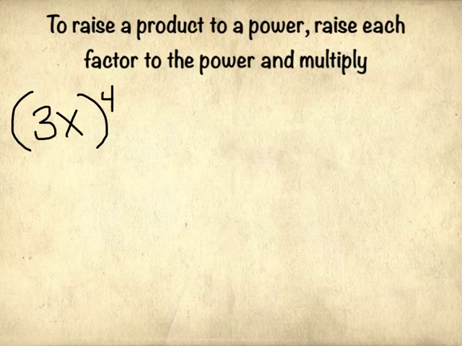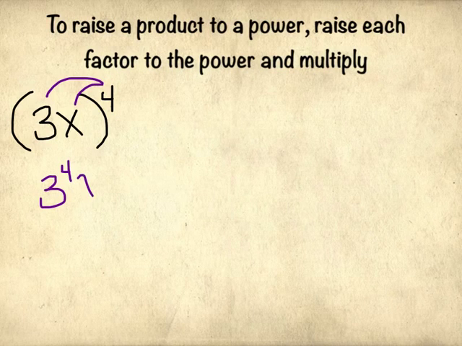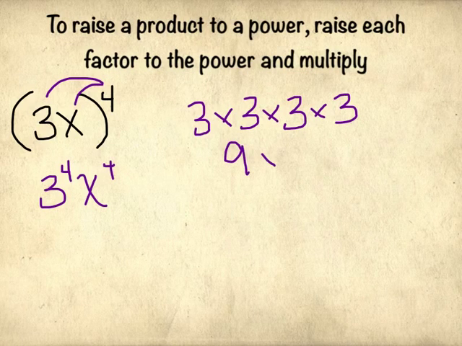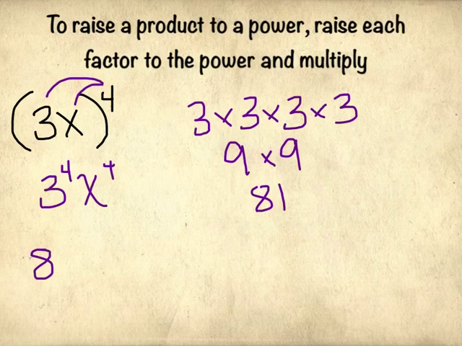To raise a product to a power, you want to raise both factors and then multiply. Now, this is sort of like distributing in a way. We are now going to do 3 to the 4th power times x to the 4th power. So 3 to the 4th power means 3 times 3 times 3 times 3. That'll be 9 times 9, or 81. So our simplified expression is 81x to the 4th.